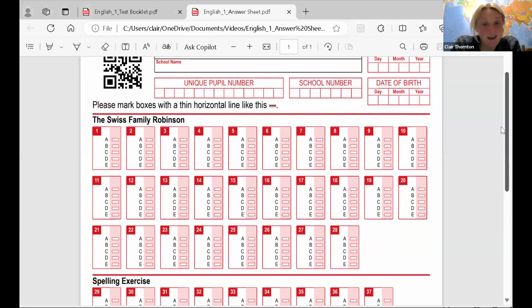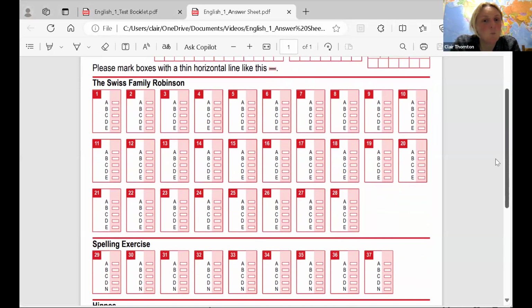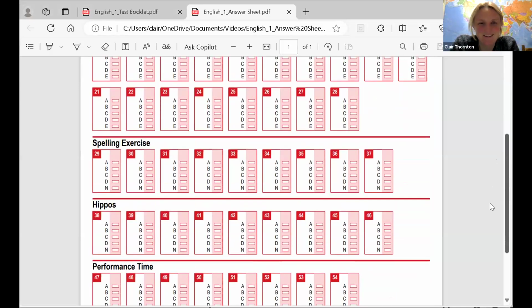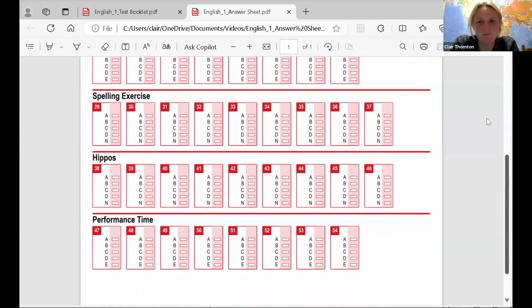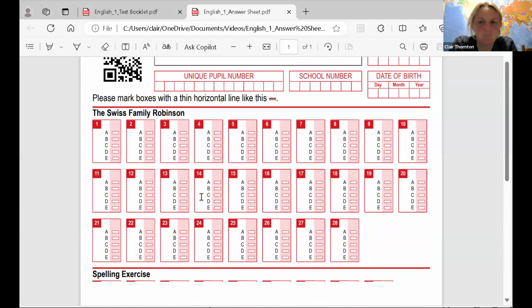Just make sure that, and this is quite important, if you choose to do the English test in a different order, and there is merit to doing so, that you then check which bit you're in, obviously. Okay, so you're not answering the spelling one in the wrong bit, okay, for example.